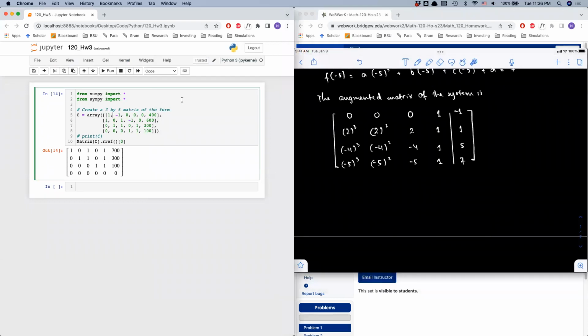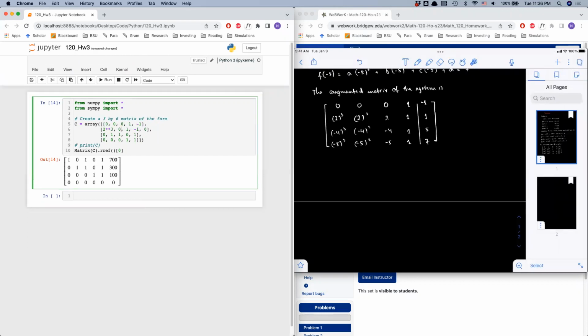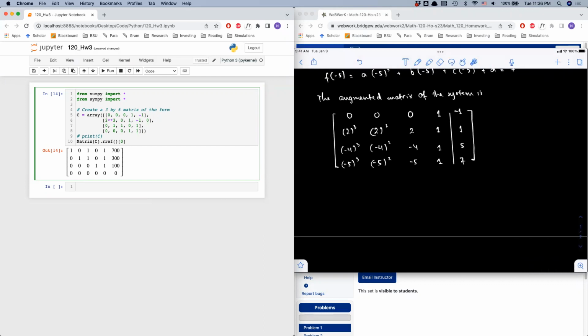So this is the screen, and I'm going to modify the code, and you have this code already from class. So 0, 0, 0, 1, and the last entry should be -1. Get rid of this. Now for the second row of the augmented matrix, I have 2 cubed, right? And then 2 squared, then 2, then 1, and then +1.